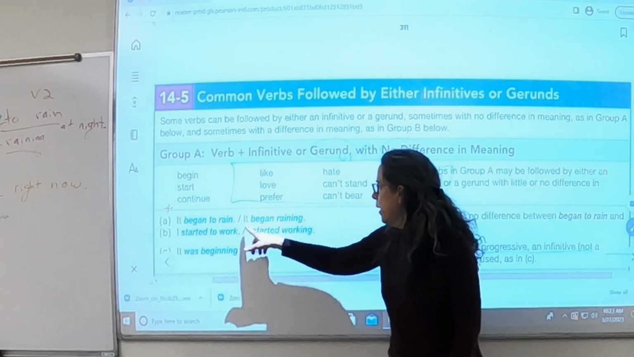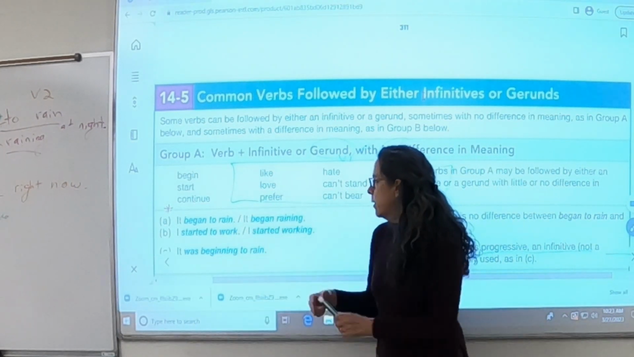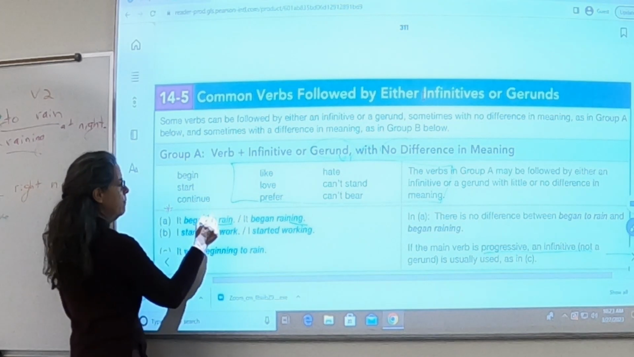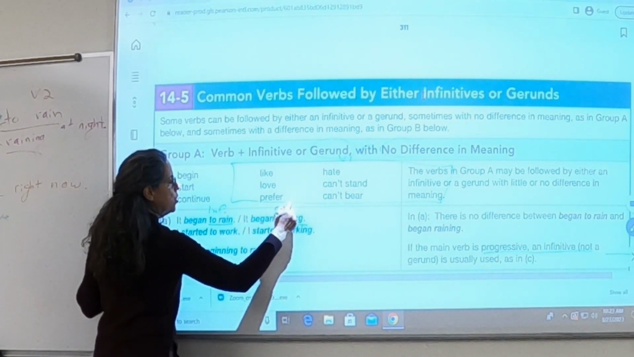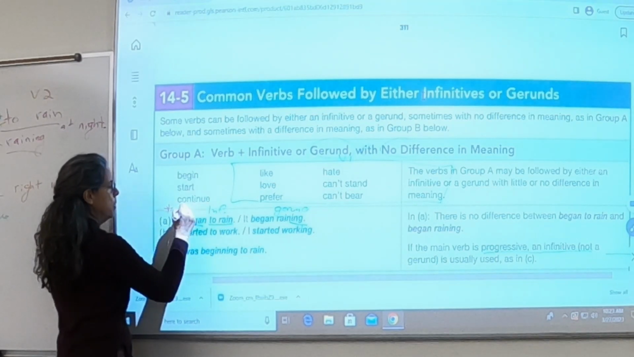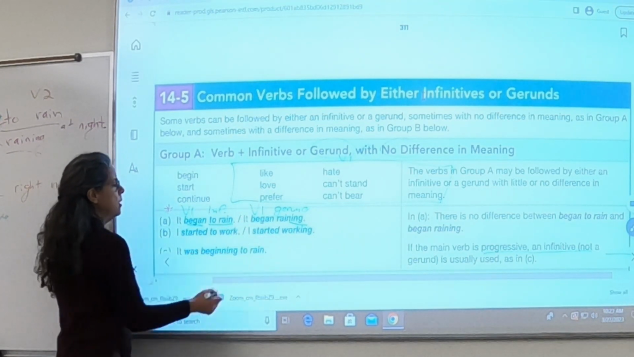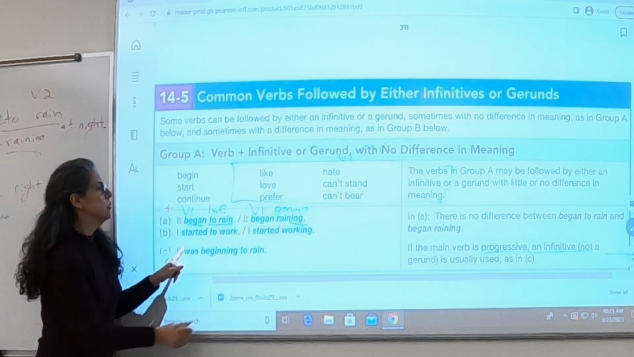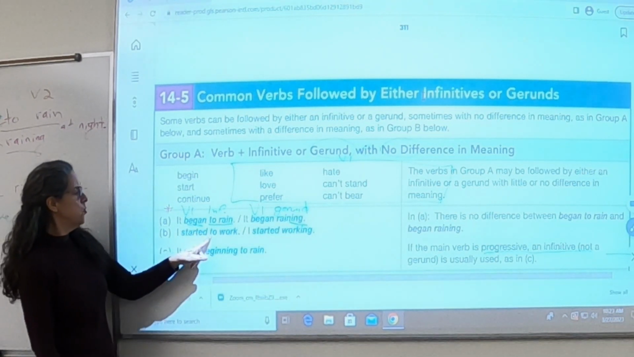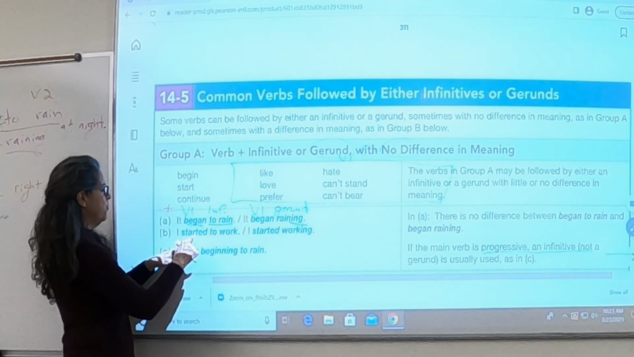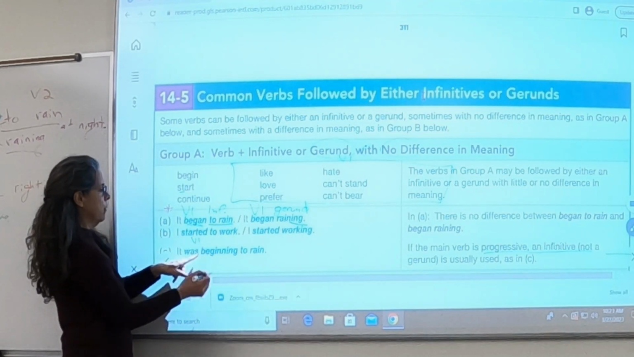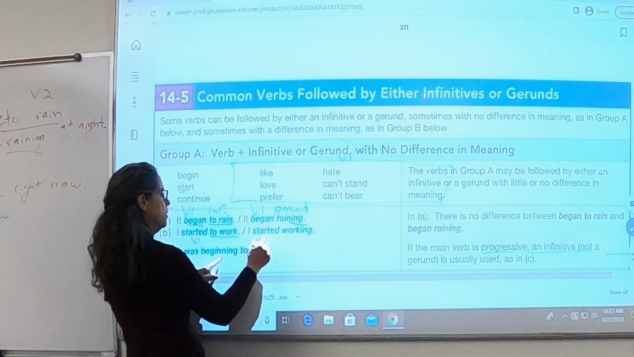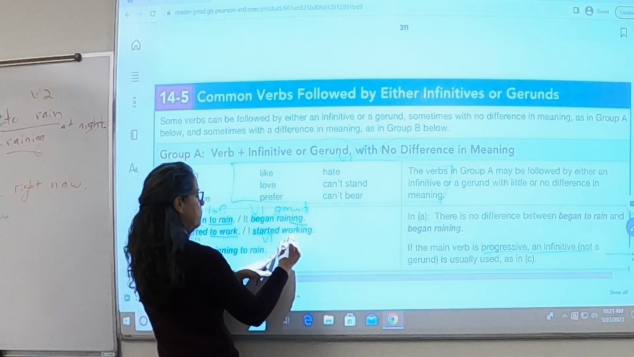It began to rain, it began raining, no difference, right? So we have infinitive, and we have gerund. Because this is verb number one. So began, if it's the first verb, you have a choice, infinitive or gerund. Right? I started to work, I started working. If start is verb number one, you can have an infinitive, or you can have the gerund.